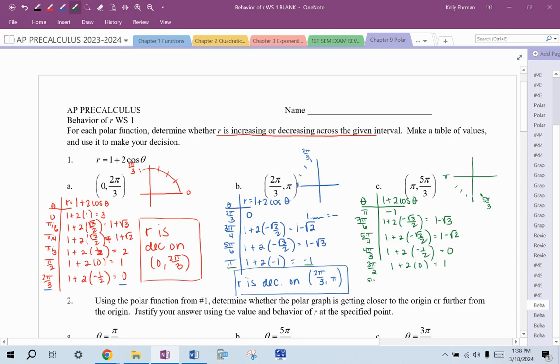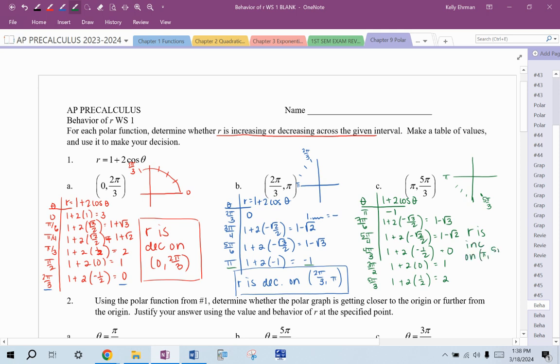And finally, 5 pi over 3. Now in quadrant 4, cosine is positive, so positive 1/2. So 1 plus 1 is 2. So on this entire interval, we're increasing as well. We go from negative 1 to negative but closer to 0, negative but a little bit closer to 0, 0, 1, and 2. So on this entire interval, r is increasing from pi to 5 pi over 3.